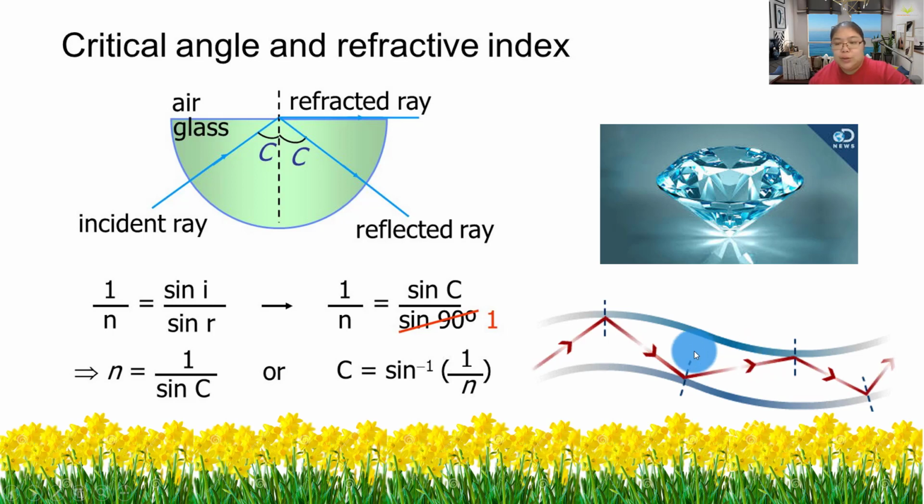So this one, they will apply total internal refraction. Just now I showed you, that will happen for the diamond, because inside the diamond there are so many angles. After that, the light is refracted around the whole diamond. So that's why you can see the shining.